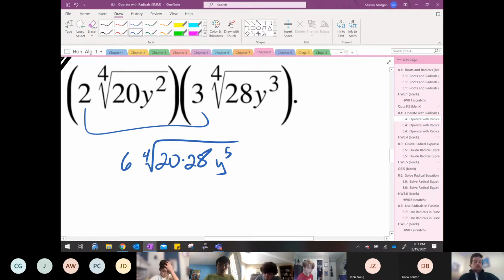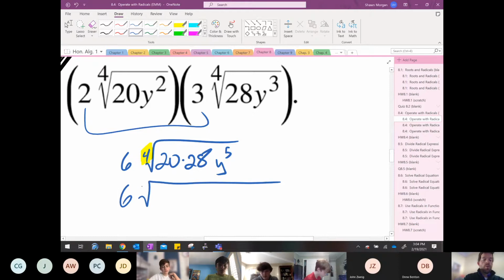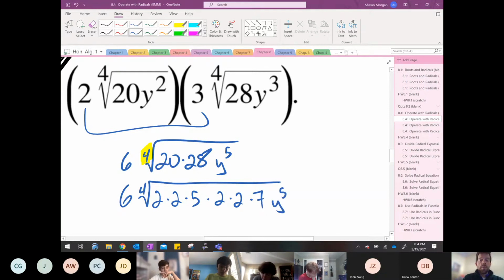The reason that I'm leaving 20 and 28 separate is because, number one, I don't feel like multiplying them, and number two, that would just make my job a little bit tougher as far as pulling out a perfect factor. Since this is a fourth root, I'm going to want to pull out a perfect fourth factor here. All right, so here we go. The fourth root of, now 20 is the same thing as 2 times 2 times 5, and 28 is the same thing as 2 times 2 times 7, and then of course y to the 5th.